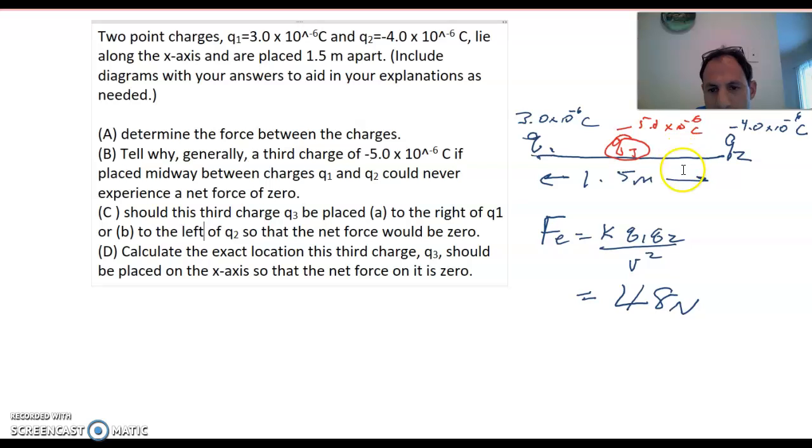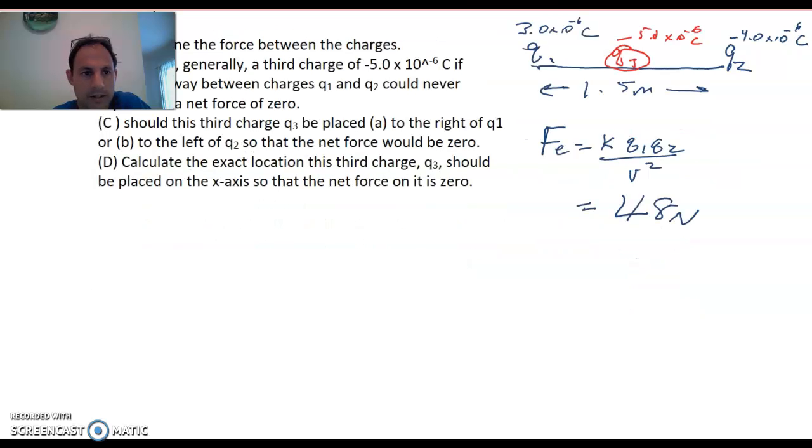So it looks like if you wanted to get those magnitudes a little bit closer to being equal, of course the distances between them would change. You'd need to nudge it over to the left. So now the only thing left in part D is to actually calculate the exact location. We'll do that next. Alright, so to make this a little bit easier to understand, we know the total distance between Q1 and Q2 is 1.5.